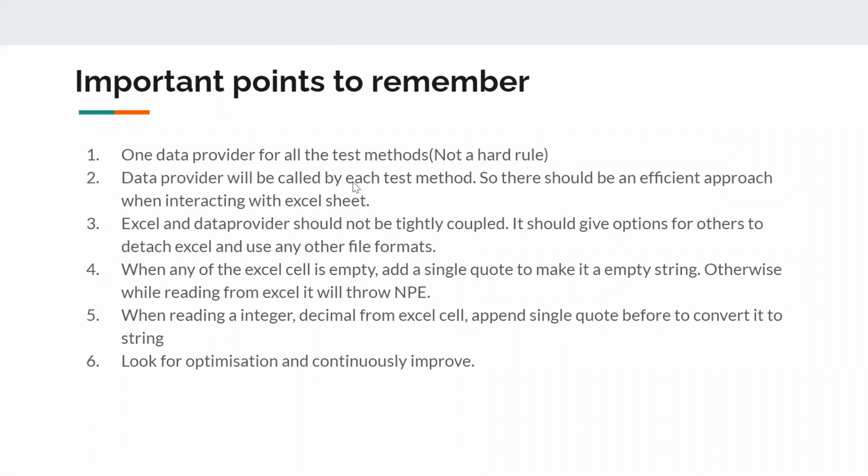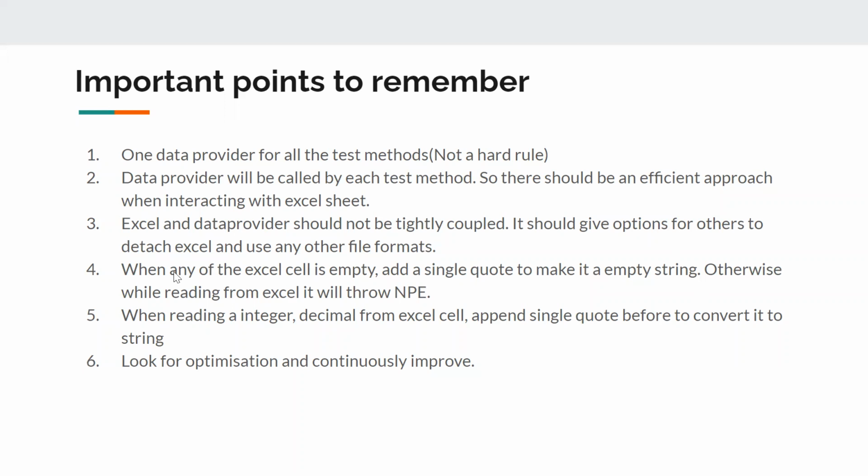The data provider will be called by each test method, so make sure we are not interacting with external files like excel, json or yaml each time it is called. It's better to read it only once from the excel, store it in some collection, and then use it. That's what we have already done. We also want to make sure that the excel and data provider are not tightly coupled. If another project needs to use other files like json, yaml or xml instead of an excel sheet, they should have the capability to do that. We have also achieved that.